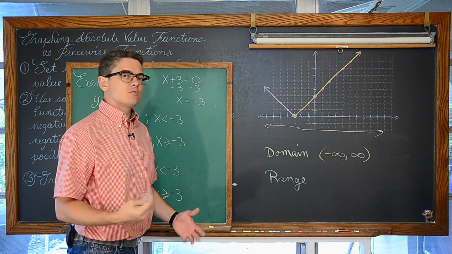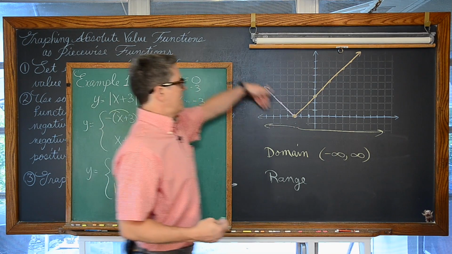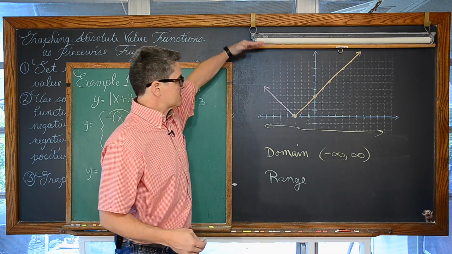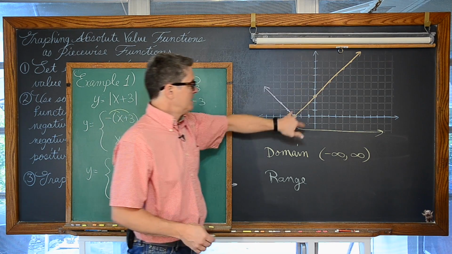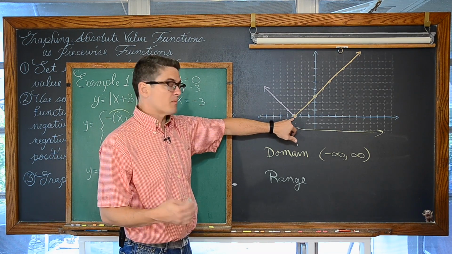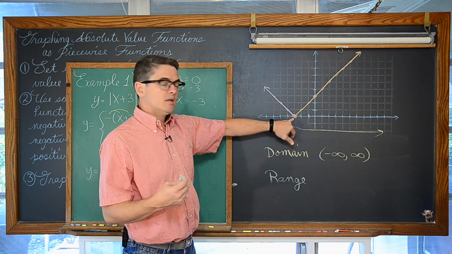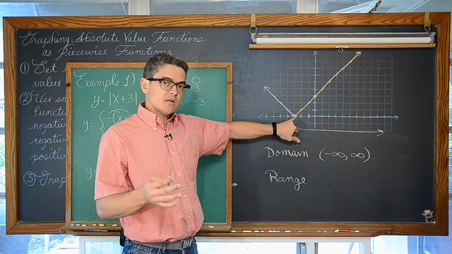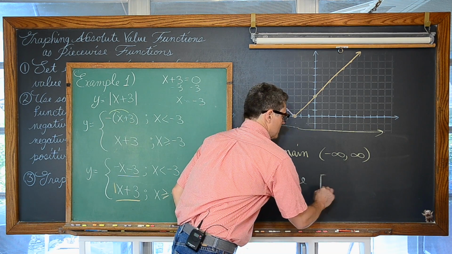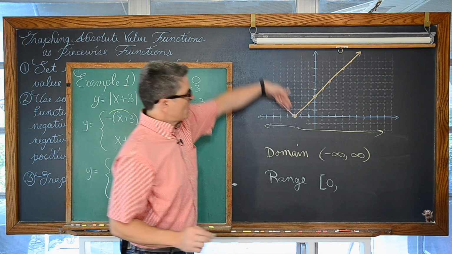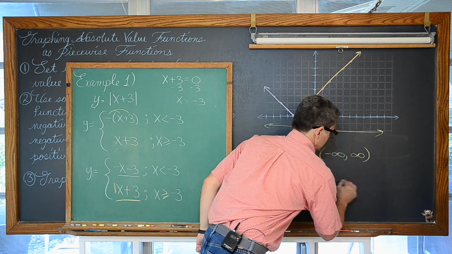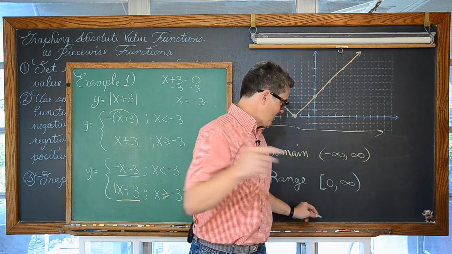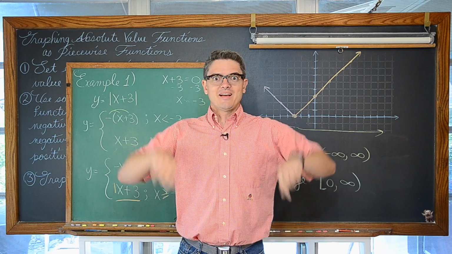Well, the range is about the vertical motion, or the y-coordinates values that are included in your graph. Well, the lowest this graph goes, it goes down to the x-axis. So the smallest y value that this graph includes is a y value of 0, and that is a solid dot. So we are including the lowest y value of 0 and then going up to infinity and beyond. Now, for our second example, right now.